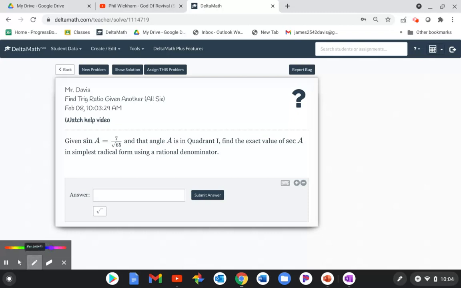In this particular case, we are given that the sine of some angle A is 7 over the square root of 65. We're also told that this angle is in quadrant 1, which will always be the case for this first set of questions. We'll add different quadrants in the next set, but we're not going to really worry about that for right now. But what we're asked to do is find the exact value of the secant of A in simplest radical form using a rational denominator. So we're given one trig ratio, and we're asked to find a different trig ratio.